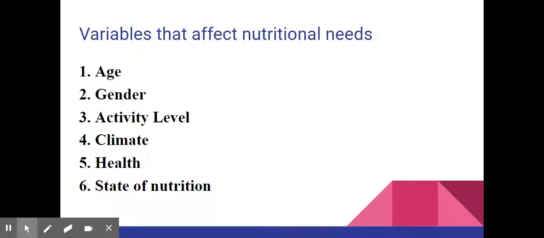Some variables that affect nutritional needs: age, young or old, gender, male or female, activity levels, very active to very inactive, climate, health, and the individual state of nutrition.